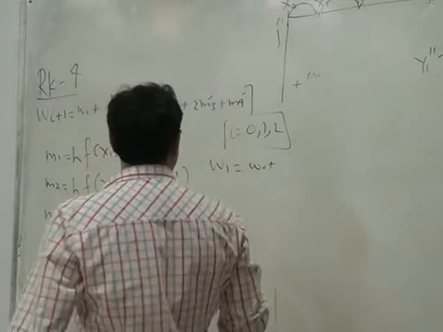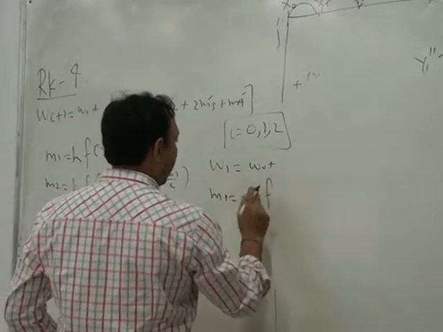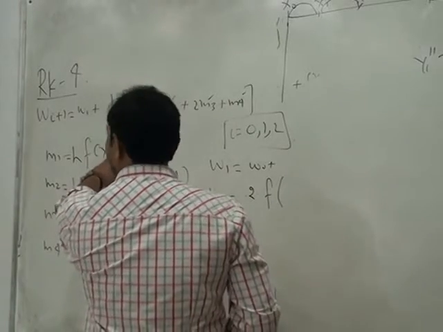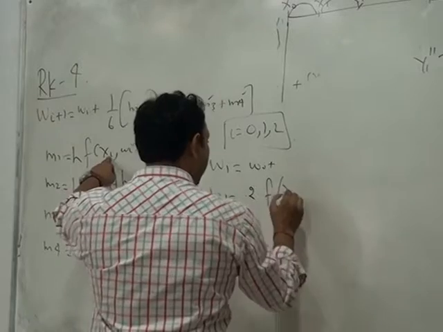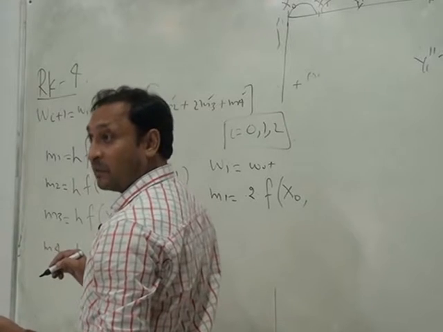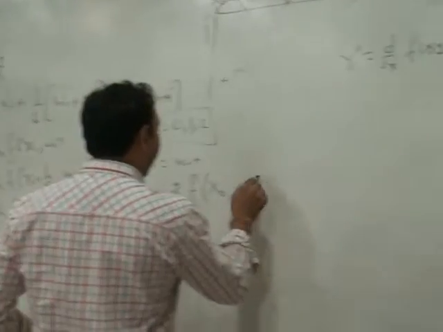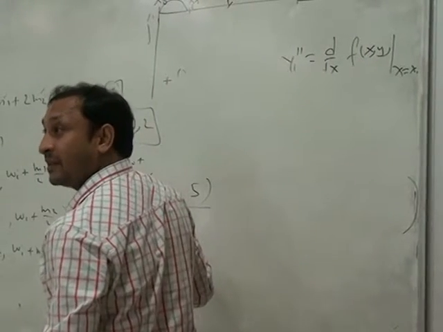How do you compute M1? M1 is h, which is 0.2, into f of xi equal to 0. X naught, you know your x naught? W naught is the initial value. What was the initial value in this case? What about W naught? Point. Thank you. So this is your point. Can we compute this value now? Can we compute it?